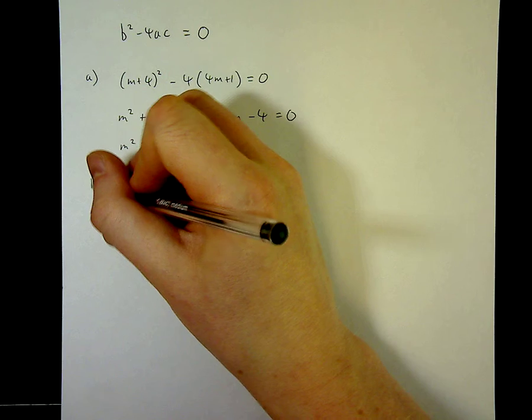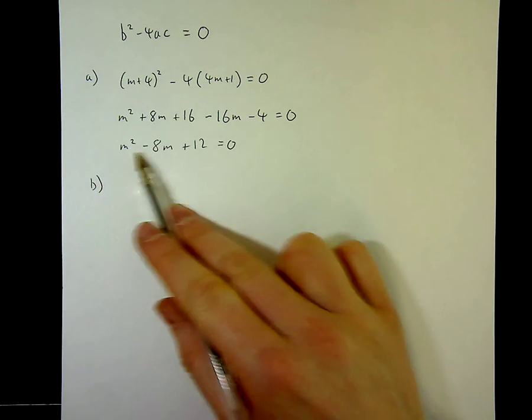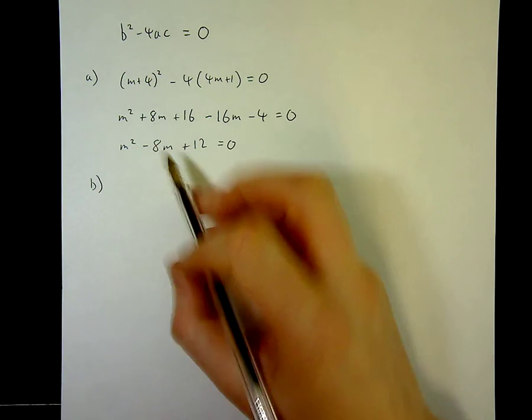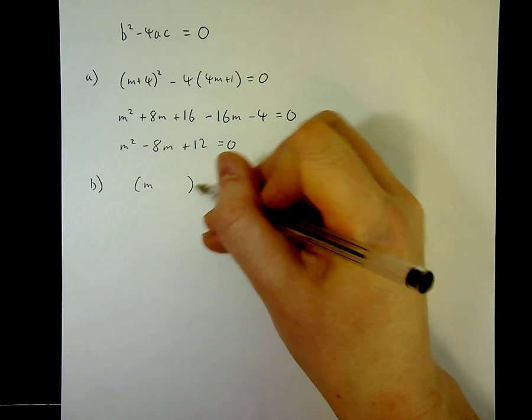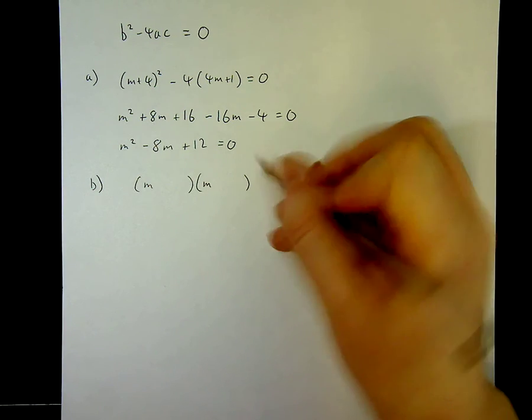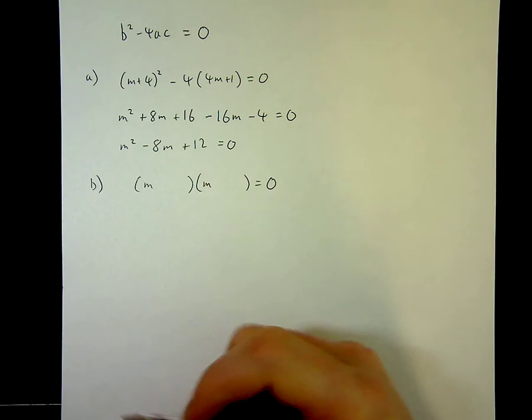Part B, hence find the possible values of m, just means solve this quadratic. So it looks fairly straightforward, so I'm going to try and factorise it into two brackets, which must have m at the start of them to get my m squared. It still equals 0 when I factorise it.